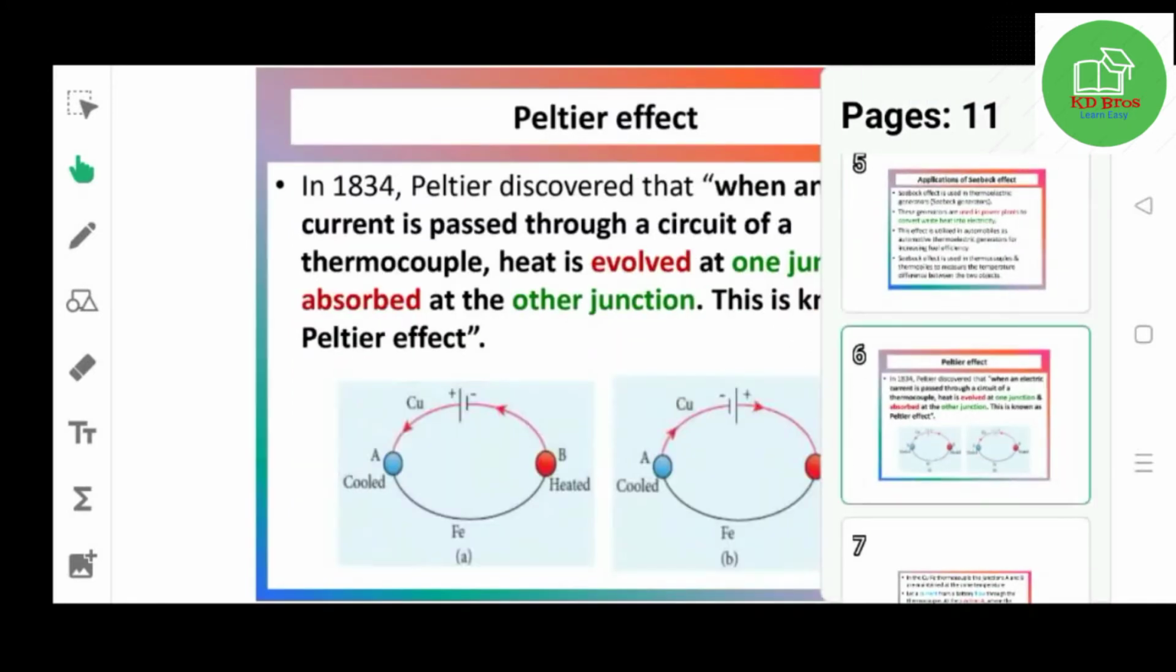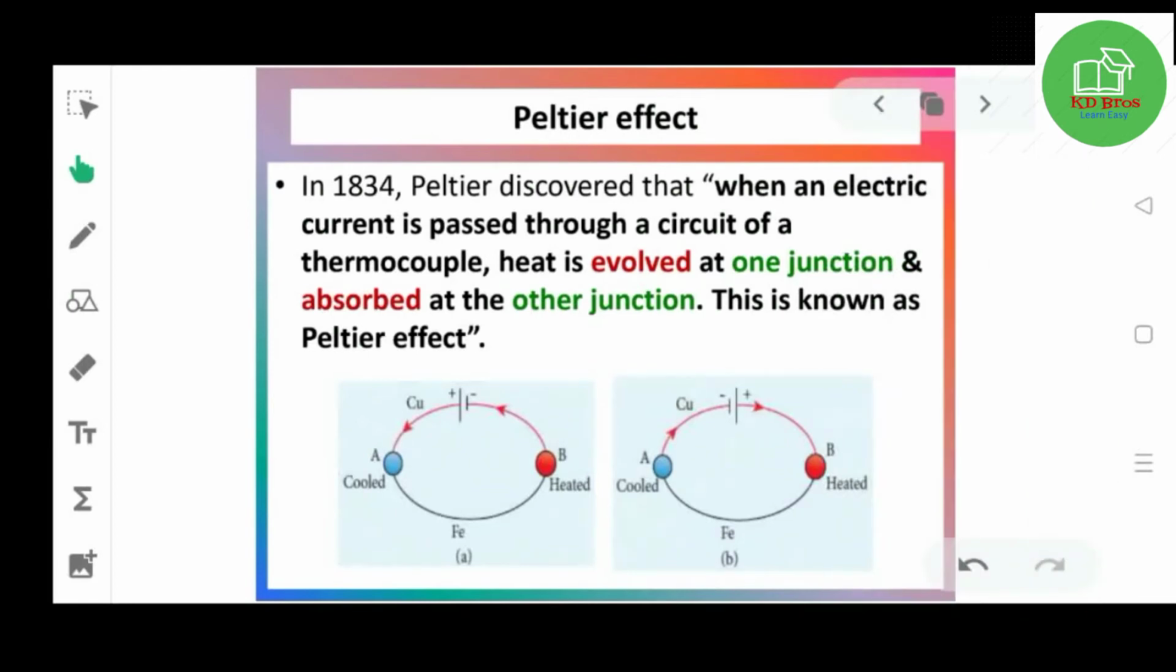And next, the Peltier effect. What is that Peltier effect? In 1834, Peltier discovered that when an electric current is passed through a circuit of a thermocouple, heat is evolved at one junction and absorbed at the other junction, and this is known as the Peltier effect. If this is asked in a 2 mark question, you have to write this statement.